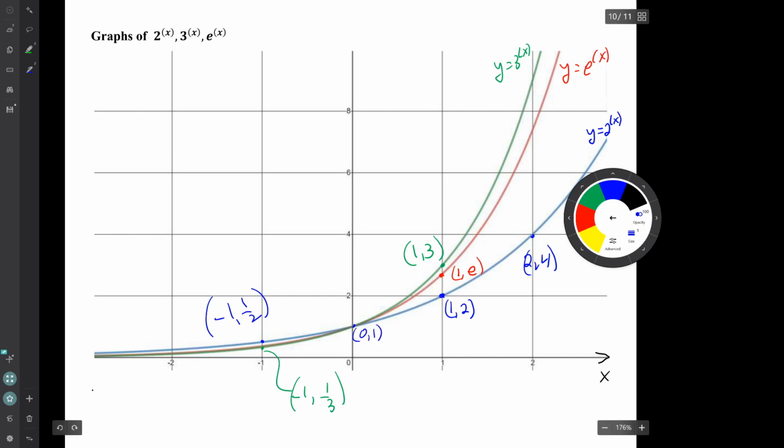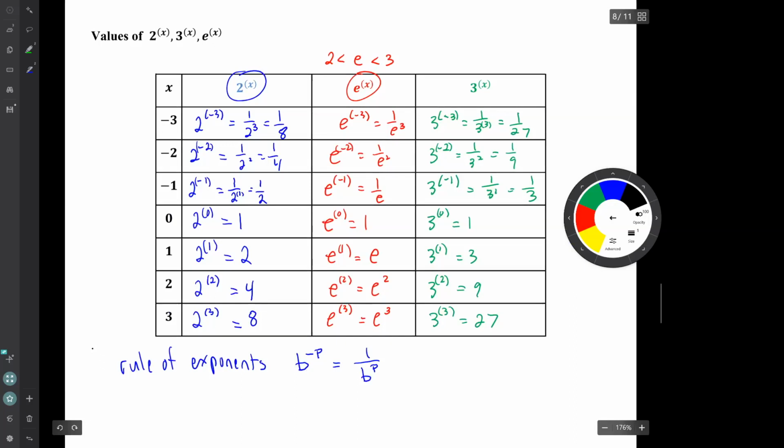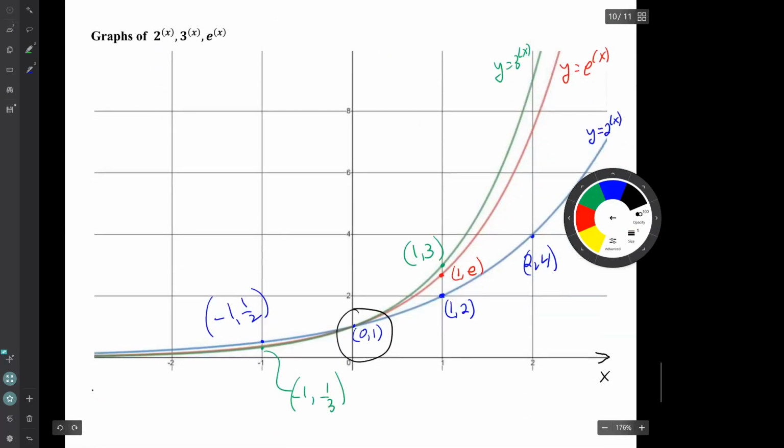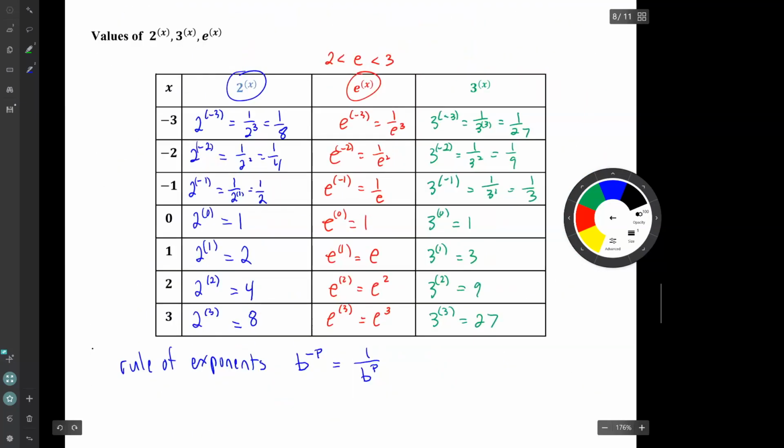Now let's think about some common behavior of all these graphs. First of all, some easily recognizable points. For one thing, all the graphs go through 0 comma 1. That's because b to the 0 power is the number 1. In our table, all 3 of those columns had a y value of 1. The next thing to observe is that all 3 of these graphs go through a point of the form 1 comma b. That's because, let's go back up and look at our table, b to the 1 is just b.